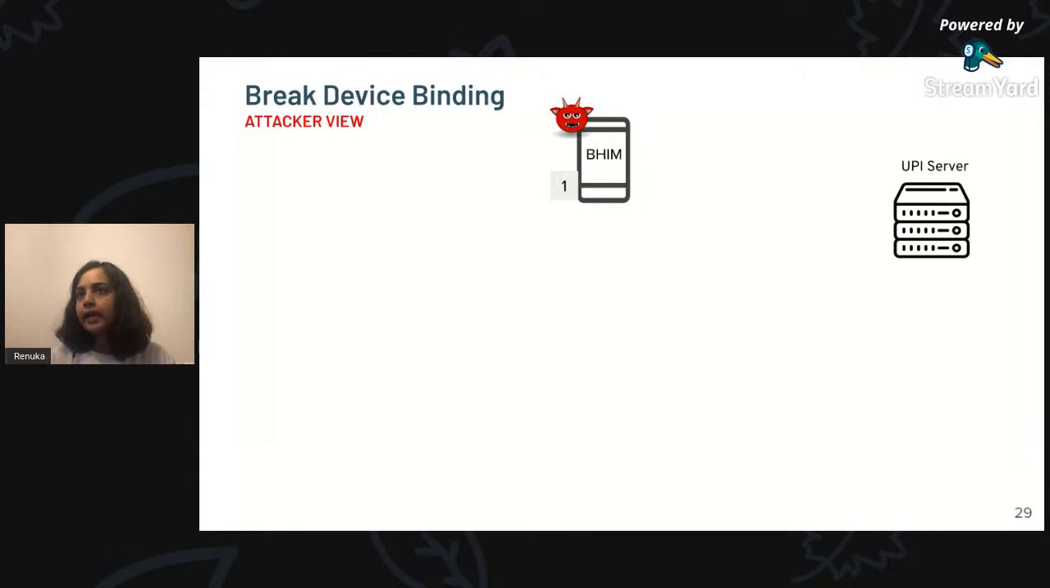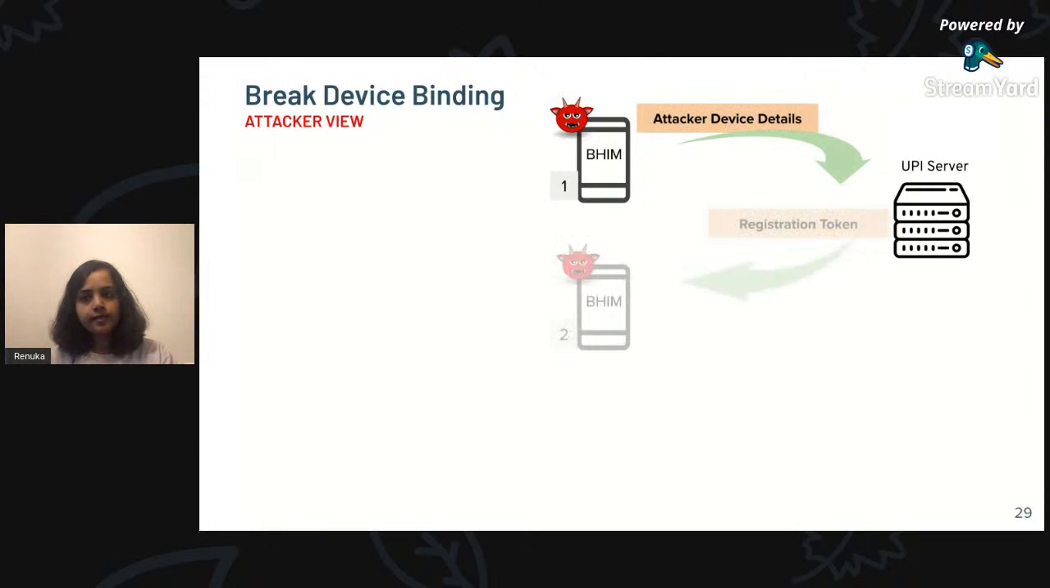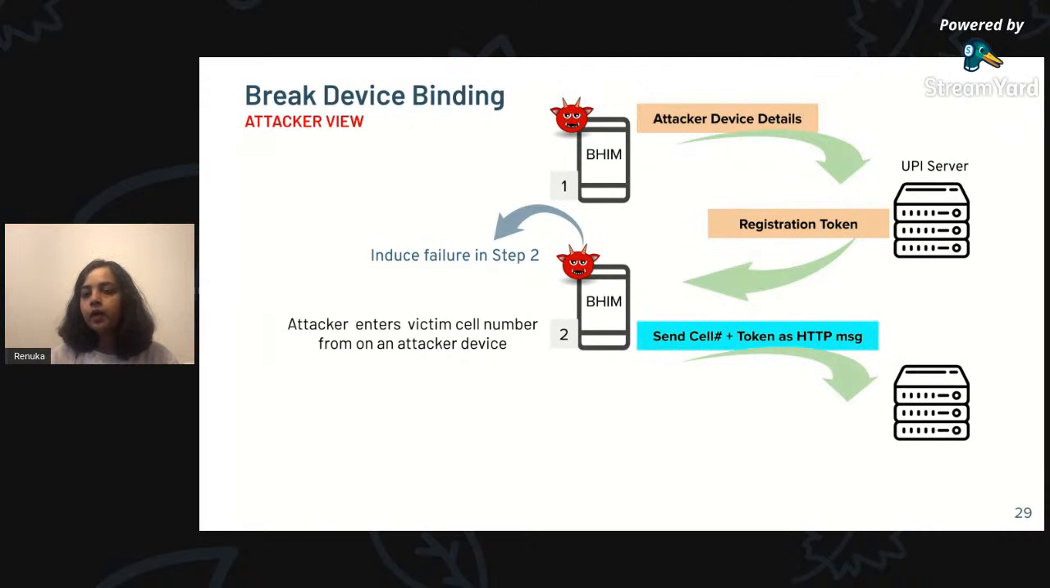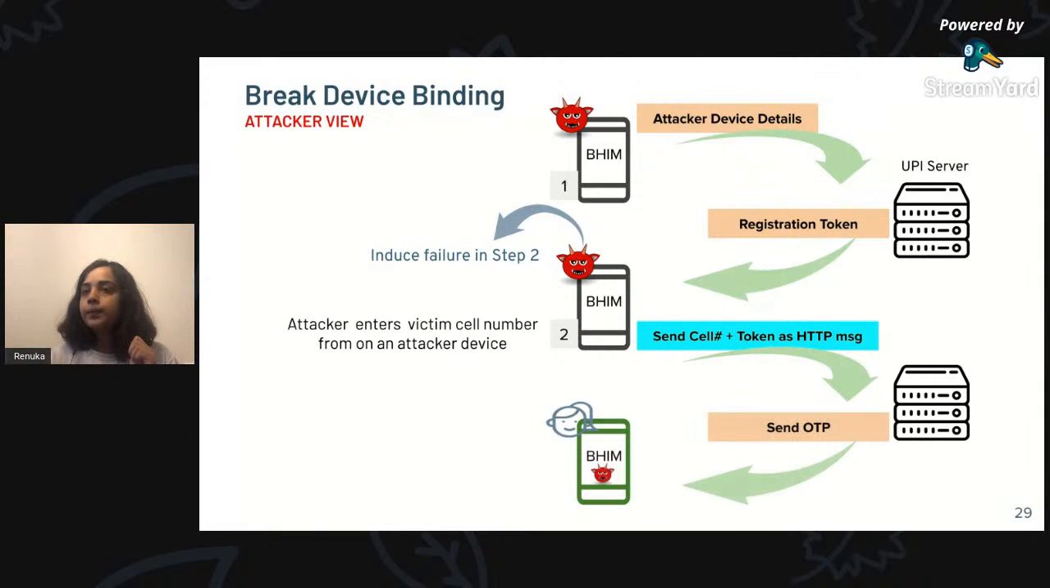So how does the whole thing look from an attacker standpoint? An attacker that is trying to register with the UPI server: the attacker's device details are sent to the UPI server. The UPI server sends a registration token back to the attacker. The attacker induces a failure in step 2 of the protocol by putting the phone in, say, airplane mode, at which point the attacker is prompted to enter the victim's cell number, and the attacker enters the victim's cell number, at which point the cell number along with the registration token is sent as a message to the UPI server via HTTP. The UPI server now sends an OTP back to the victim.